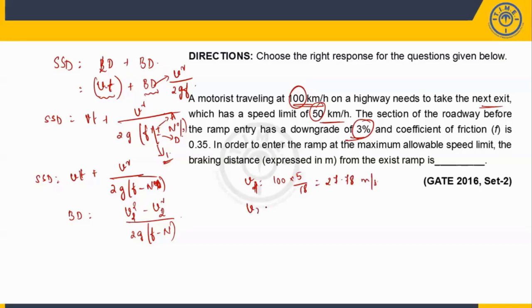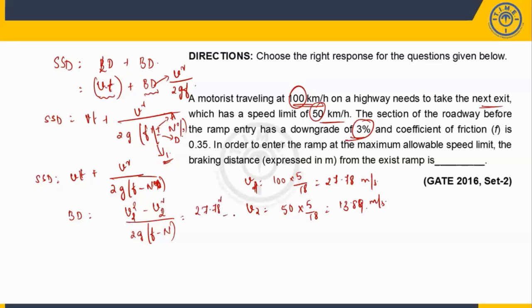And how much is V2? Whenever I'm writing small v, velocity is in meter per second; capital V, velocity is in kmph, or else capital V is volume. How much is this then? 13.88, 13.89. Yeah, 13.89.